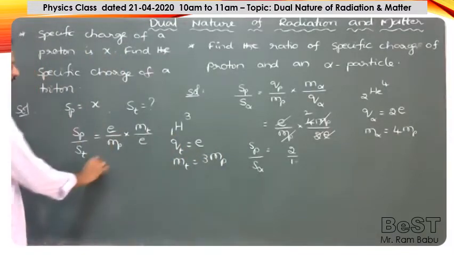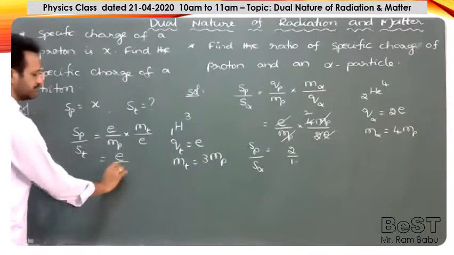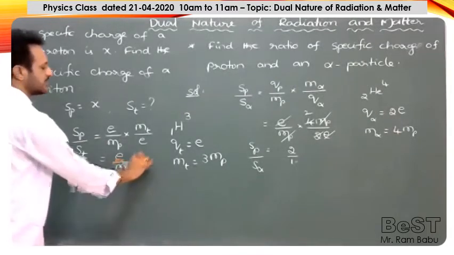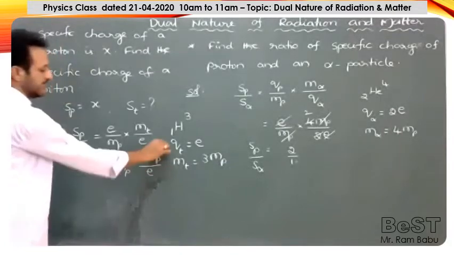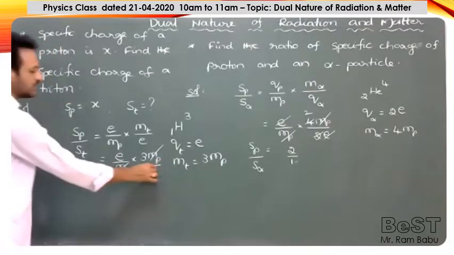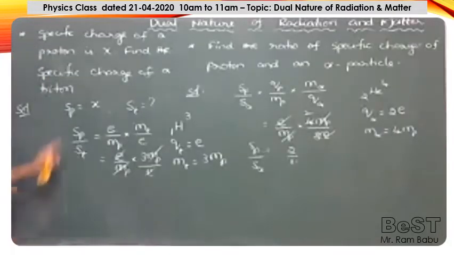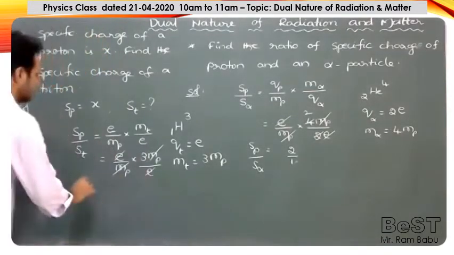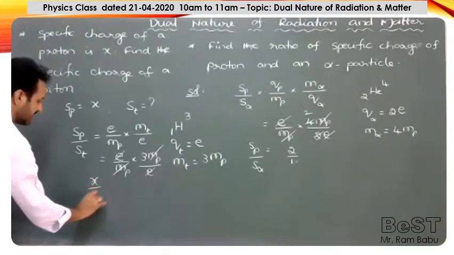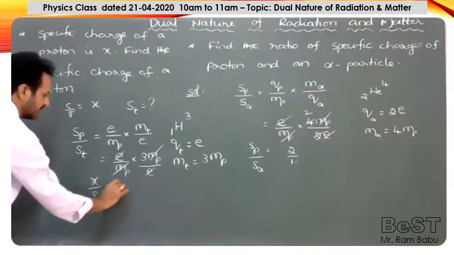Now if you substitute here e by m, the mass of the triton is equal to 3m divided by e. Here m gets canceled and e also gets canceled. But in the given question, the specific charge of the proton is given as x, then you should write x by specific charge of the triton is equal to 3.